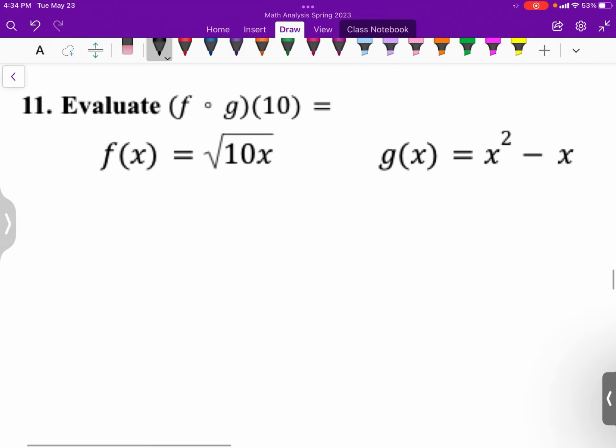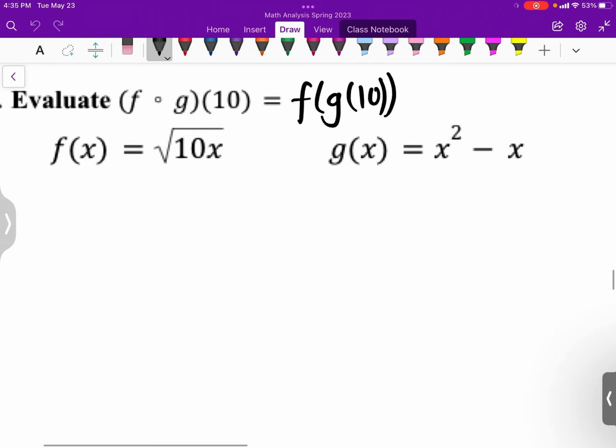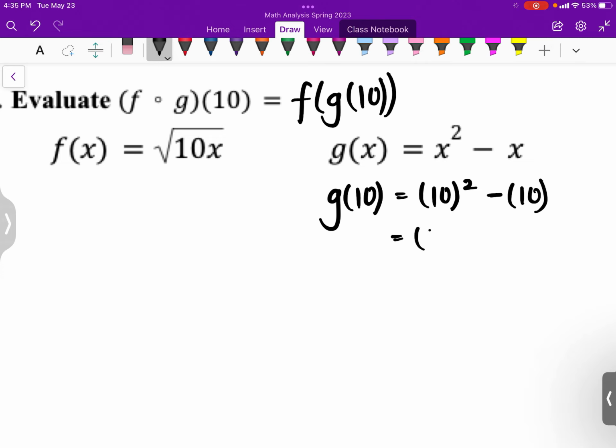So let's take a look at this next one. This one is actually the same idea, guys. So this is going to become f of g of 10. Once again, this is just multiplication, but the same thing as parentheses. So we're going to start off first with g of 10. So g of 10 is equal to 10 squared minus 10. And 10 squared is 100, minus 10, which would give us 90, right?